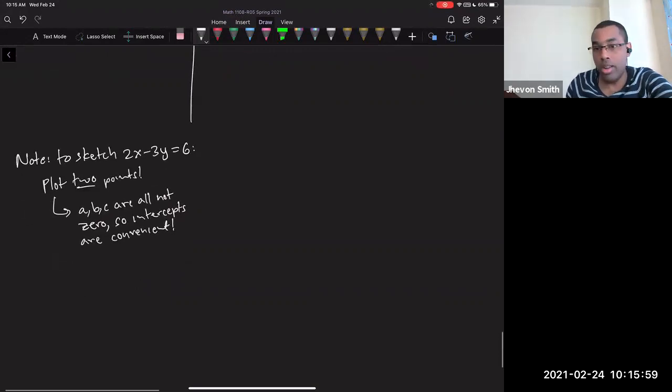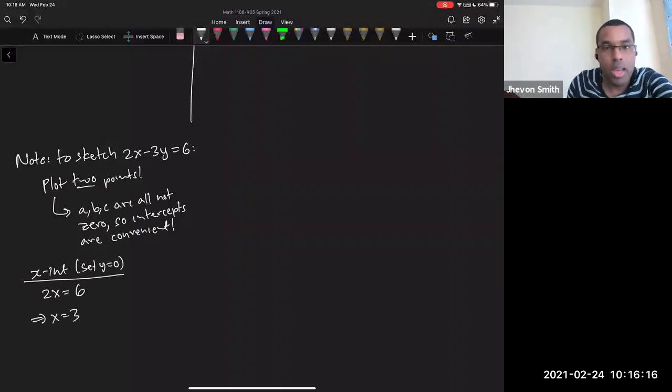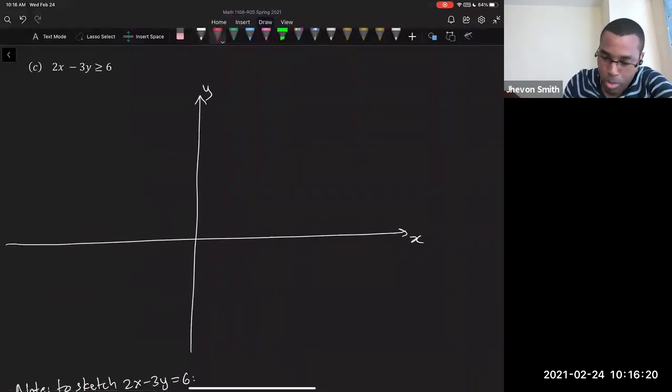So how do you plot the intercepts? For the x-intercept, let me remind you, you are going to set y equals 0. So you're literally going to pretend that your y is 0. So you would, of course, have 2x equals 6, which means that your x equals 3. What do you do with that information? Well, you go on the x-axis and you plot x equals 3.